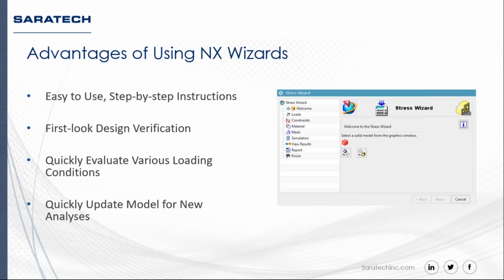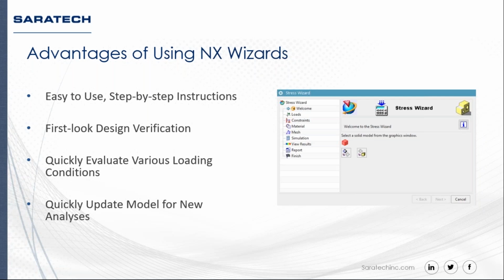The next advantage I have is to quickly evaluate various loading conditions. So if you have a part that you expect to be handled in different types of ways, and it will see different types of loads, then it takes about 5 to 20 minutes, depending on your expertise or how complicated your model is, to do a whole analysis. So it's fairly quick. Every, let's say, 20 minutes, you can run a new load and see how the part reacts.